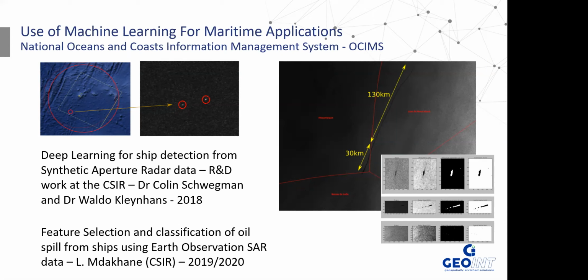So what we were looking at back then, this was some R&D work that was done at the CSIR, where we used deep learning for ship detection from a data source called synthetic aperture radar. The work was done by Dr. Colin Schwegman and Dr. Waldo Kleynhans, where deep learning was used to first detect ships in the deep ocean. The example that I'm showing here is around the Prince Edward and Marion Islands. And the use case here was being able to identify what's called dark targets. These are ships that are in the deep ocean.